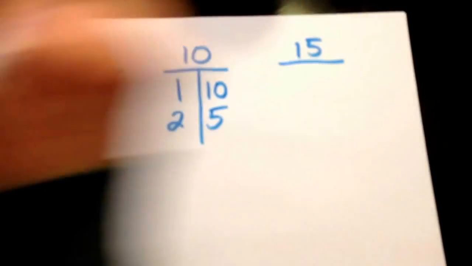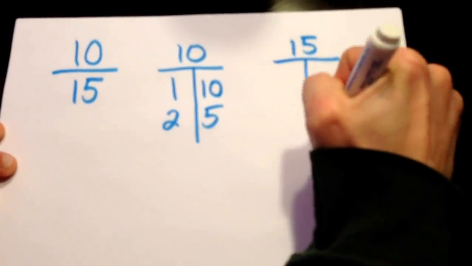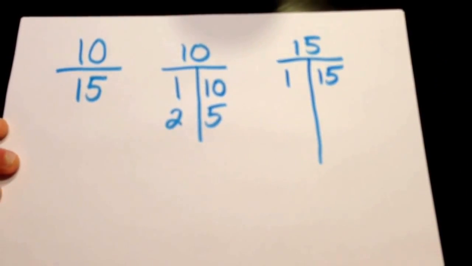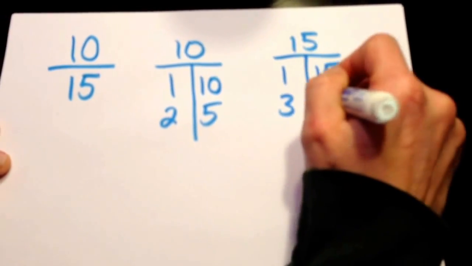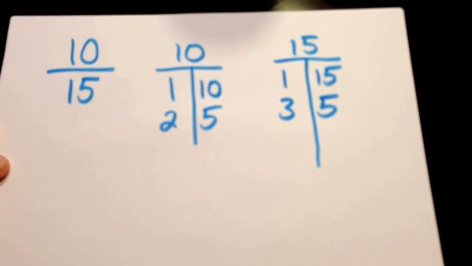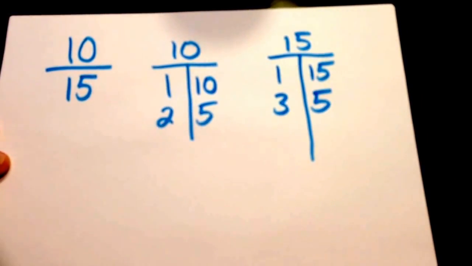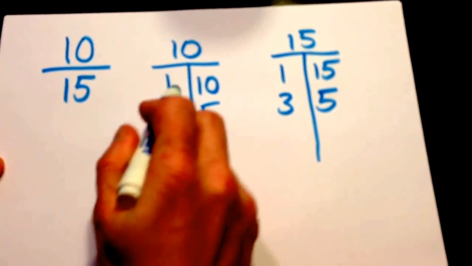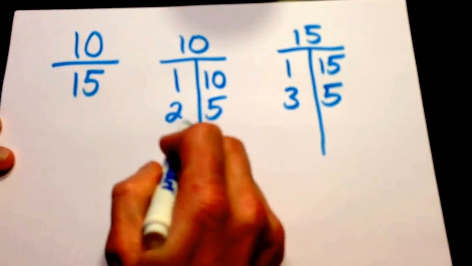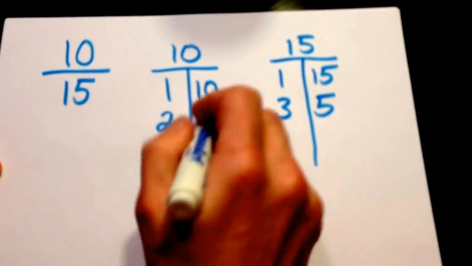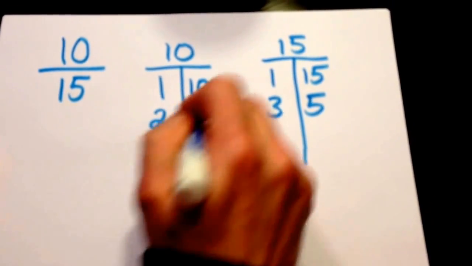Write the factors of 15 now. 1 times 15, and 3 times 5. Those are the only factors of 15, so let's find out the biggest number that they have in common, which would be my greatest common factor. They have 1 in common. They do not have a 2 in common. They definitely do not have a 10 in common, but they do have a 5 in common.